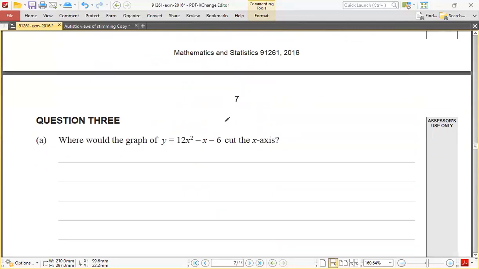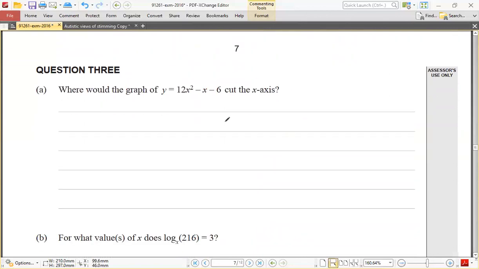Right. Next, question 3. We're going on to our lovely parabolas, etc. So can you do the first one?